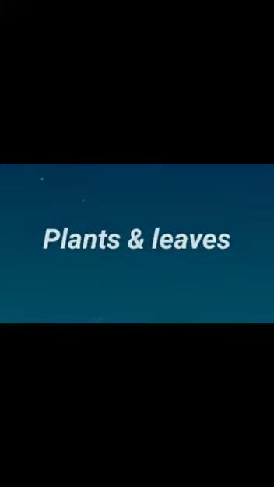Hello students, today we are going to study about plants and leaves, which are very important for us to live. They give out oxygen, which is needed for us to breathe. So students, in part 1 we will study about different types of plants and their uses.